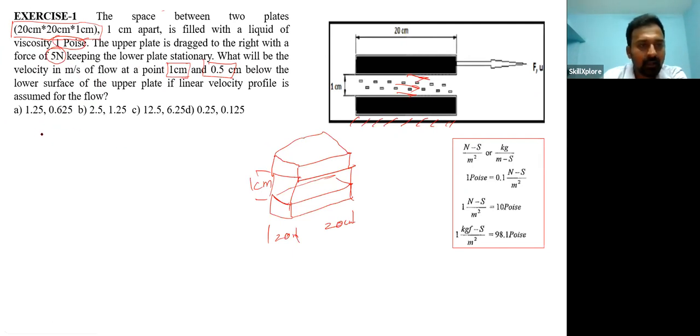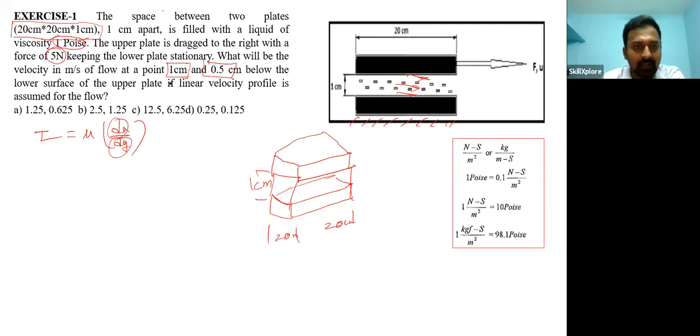Okay. We all know that for finding the solution for viscosity problems, tau is equal to mu into du by dy. This is the only method to solve the problem. Here dy is the change in distance, du is the change in velocity, and dy is the change in distance.